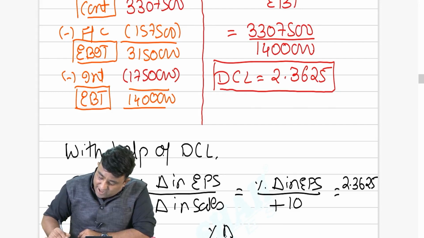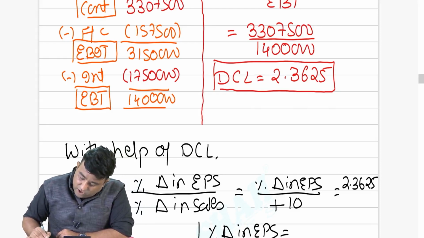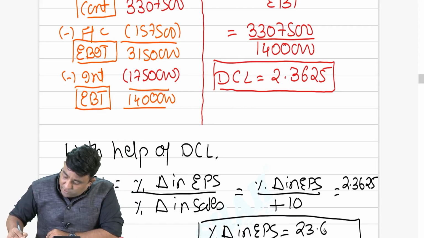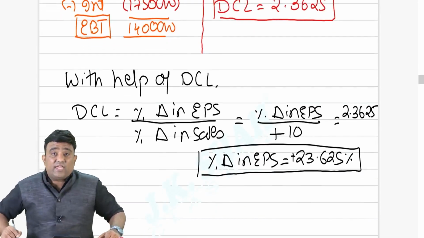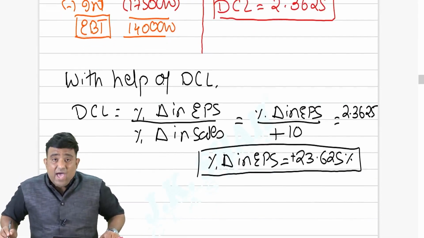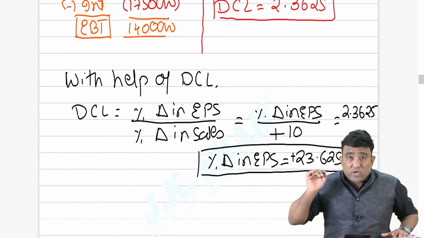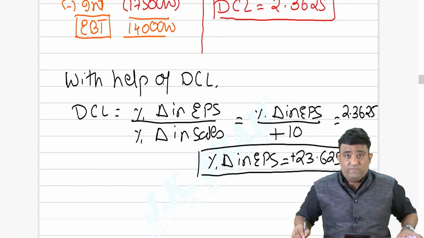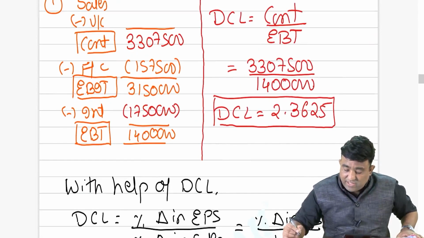Student, apply the mathematics now. Can I calculate the answer? And your answer is going to be yes, 23.625%, and that too positive. Yes, no? Why positive, student? Because sales is increasing by 10%. And as sales is increasing by 10%, you need to calculate percentage change in EPS, that is 23.625. Clear, everyone? Very simple 5-marker example.